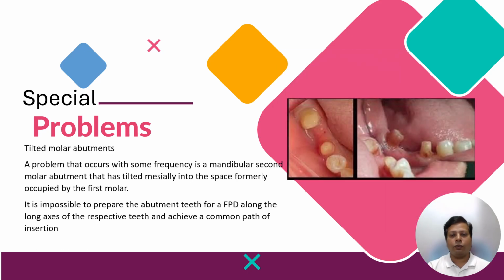Coming to tilted molar abutments, a problem which occurs with some frequency is a mandibular second molar abutment that has tilted mesially into a space formerly occupied by a first premolar. It is impossible to prepare the abutment teeth for a fixed partial denture along the long axis of the respective teeth and achieve a common path of insertion.